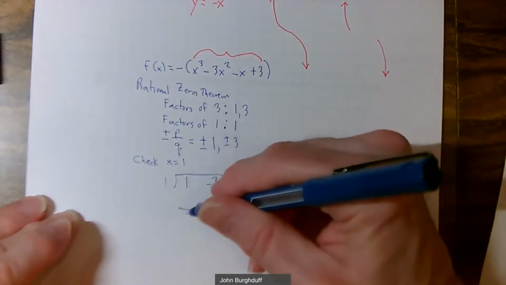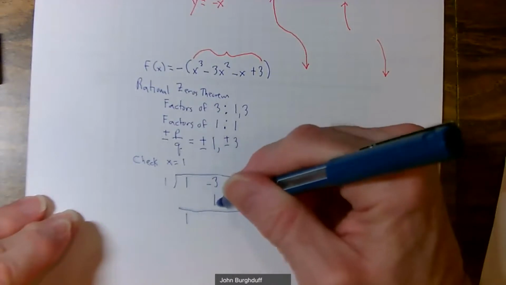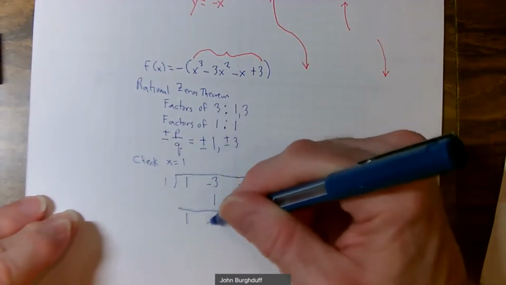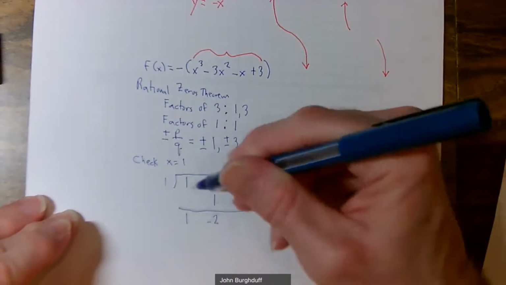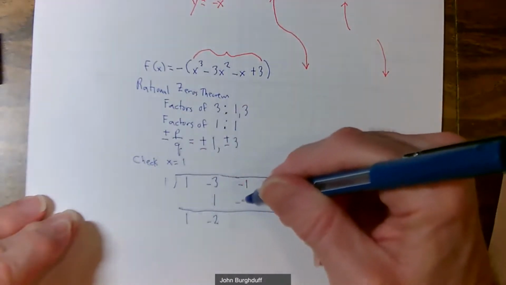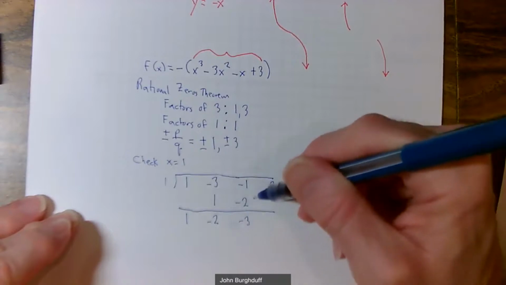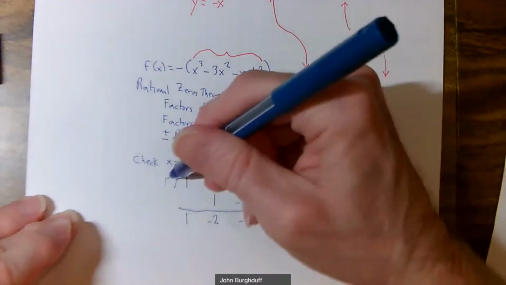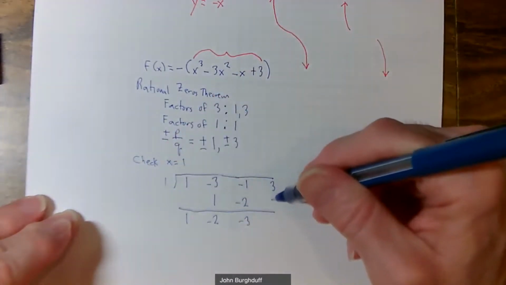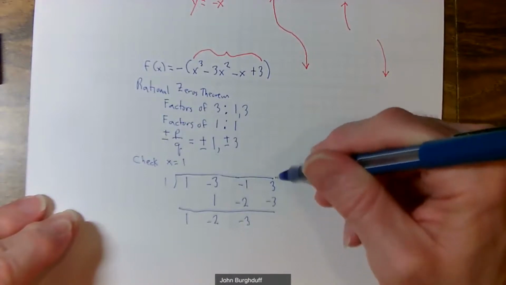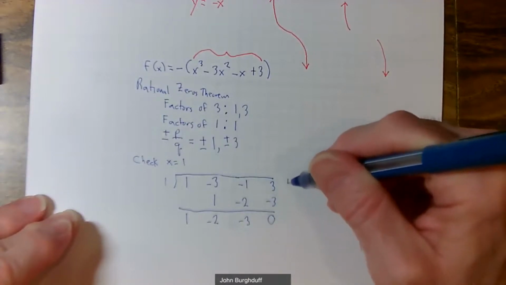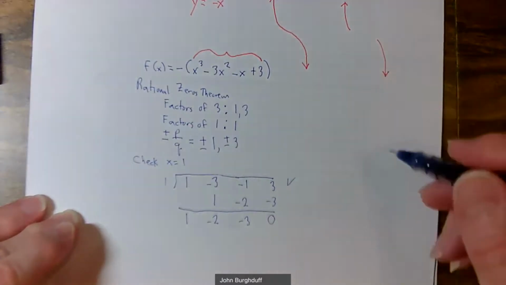So I will copy the 1, and then 1 times 1 is 1. Add down the column, that gives me negative 2. 1 times negative 2 gives me negative 2. Add down the column gives me negative 3. 1 times negative 3 gives me negative 3. And then add down the column, you get 0, and we got super lucky. That's a 0 of the polynomial right there.